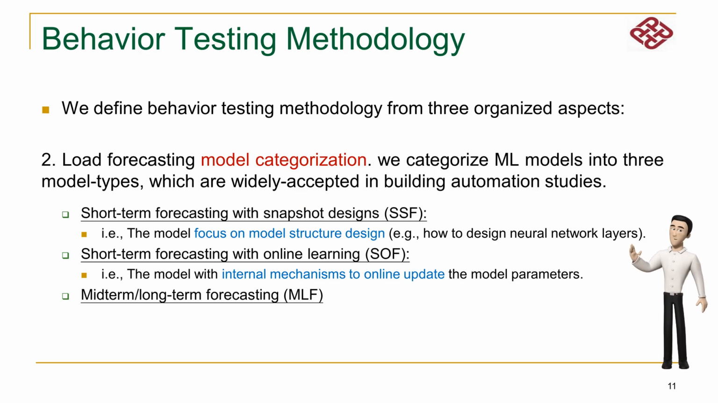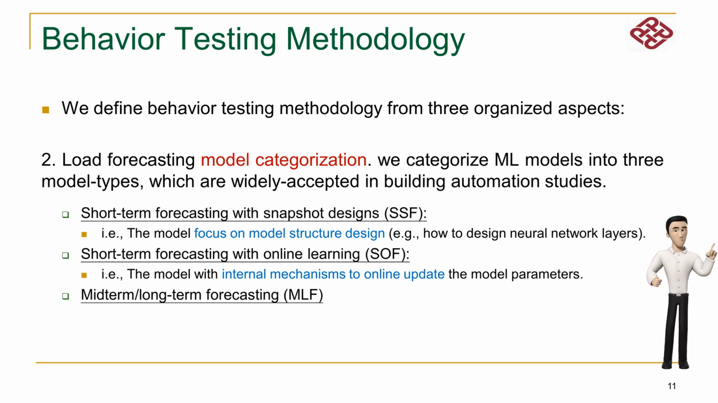Secondly, load forecasting model categorization. Machine learning models may not face the same in-usage concerns. For example, one model without a design with an internal model update mechanism thus does not have the catastrophic forgetting concern. To determine what in-usage concerns to test for a model, we categorize load forecasting models into 3 model types which are widely accepted in building automation studies.